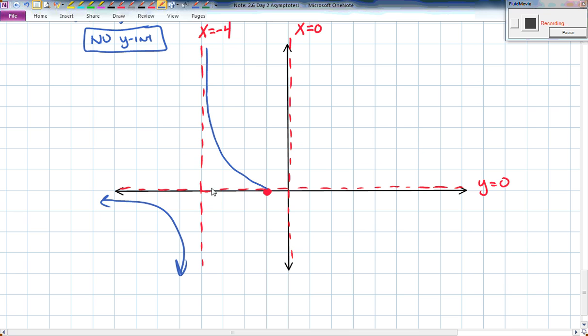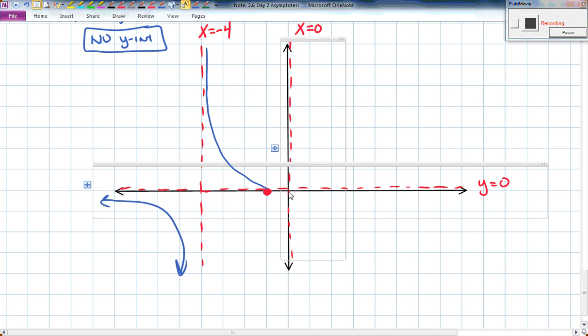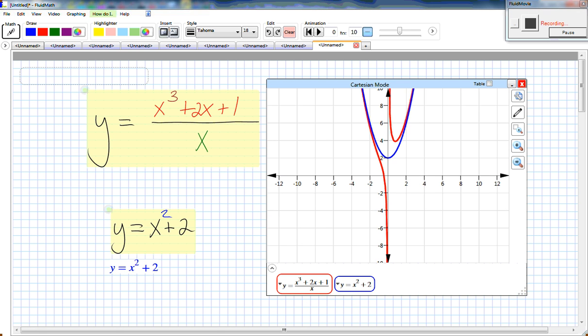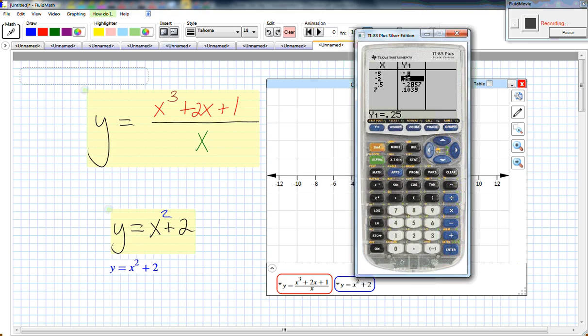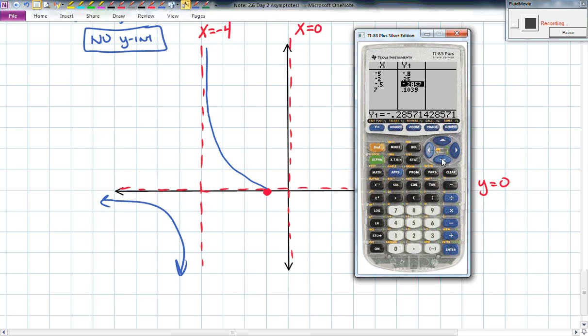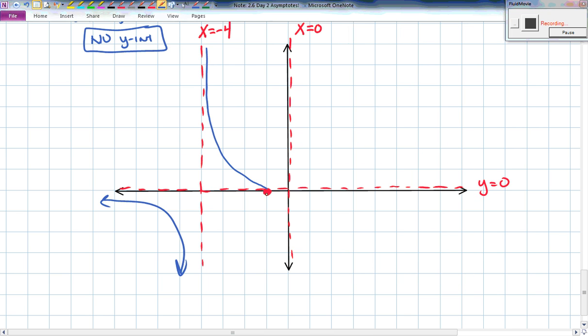Now, I need to test the region here. What's in between 0 and -1? -0.5. So when I test -0.5, what'd you guys get? I get -0.28. So that means that it has to be below the x-axis. So that means the only thing it could be doing is crossing there and then shooting downward to infinity like that.